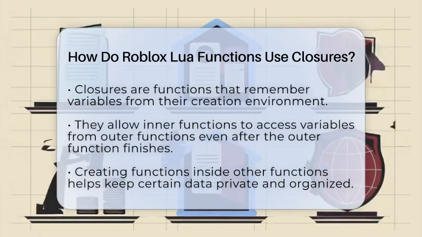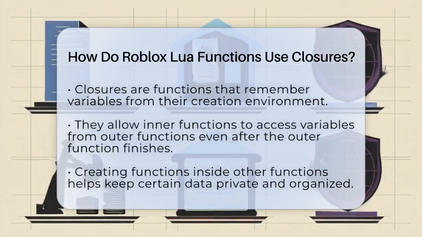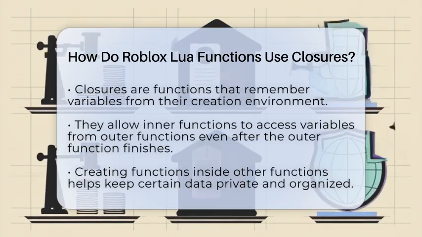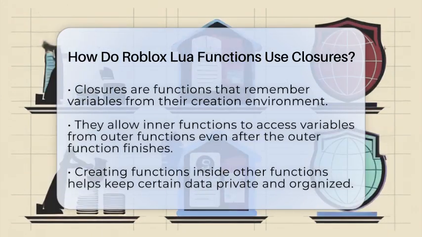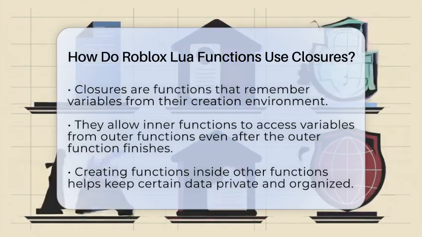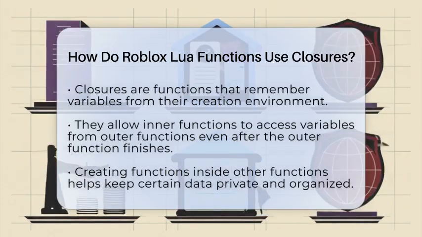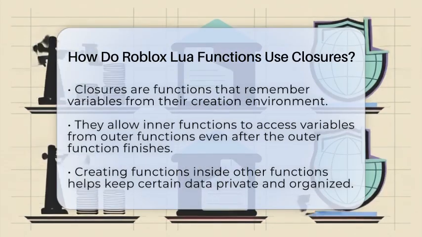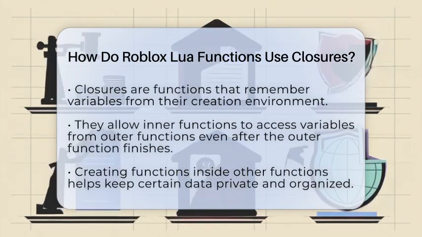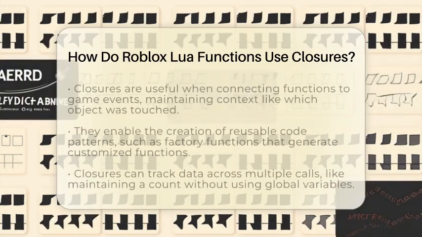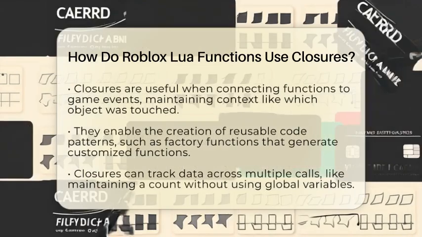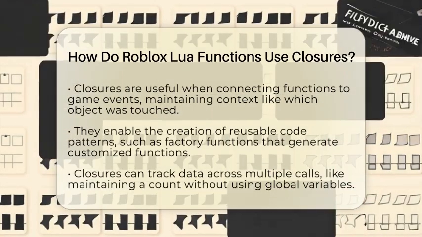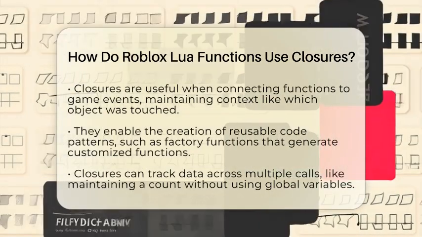Think of it like a little memory that the function carries around. When you write a function inside another function, the inner function can access the outer function's variables. Even if the outer function is done, the inner function still remembers those variables. For example, if you create a function that sets a local variable and then returns another function that uses that variable, calling the second function later will still have access to that original variable. This is the core idea of closures.